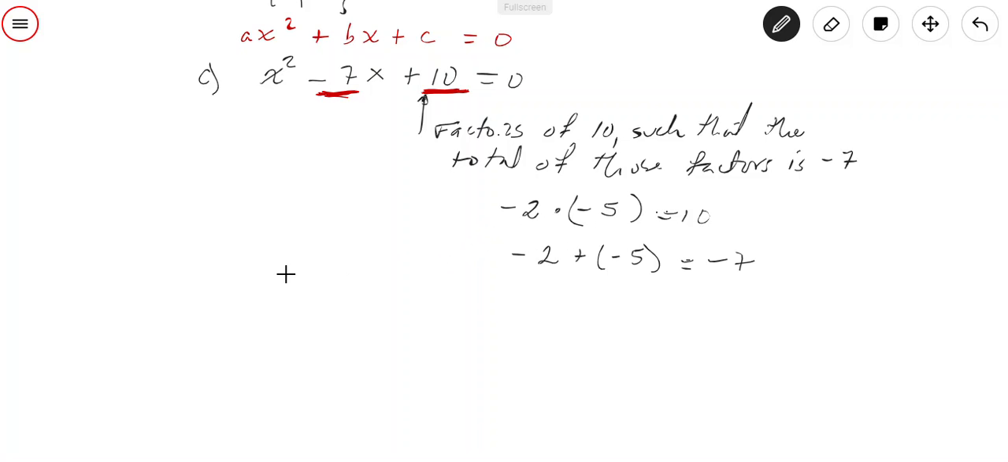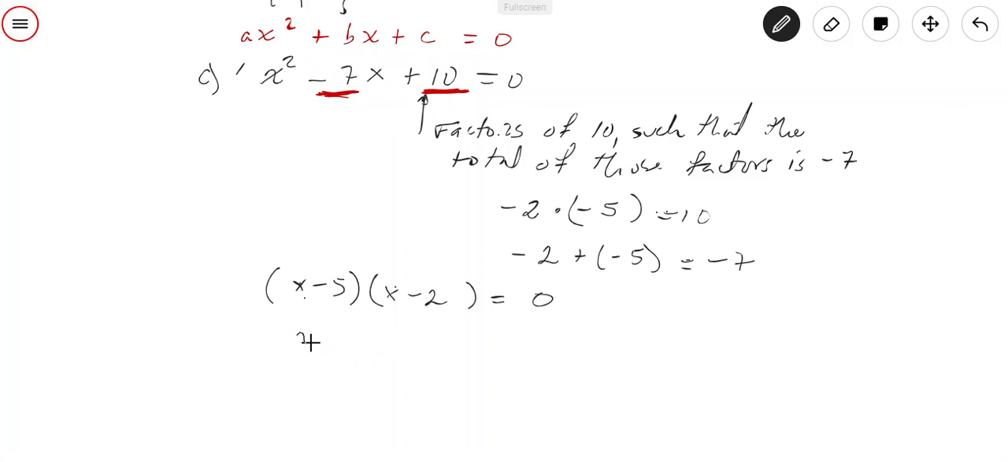So I can say that the factorization here is x minus 5 times x minus 2 equals 0. If you want to double check, you multiply. So you say x times x is the x squared I have over here. x times negative 2 is negative 2x, and negative 5 times x is negative 5x. Negative 2x minus 5x is minus 7x. And negative 5 times negative 2 is positive 10.